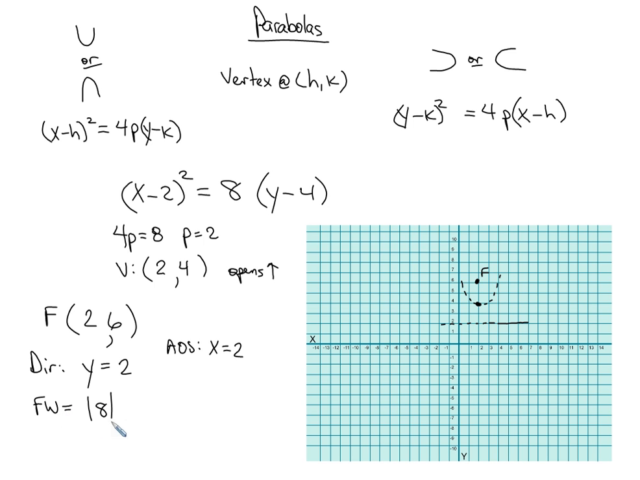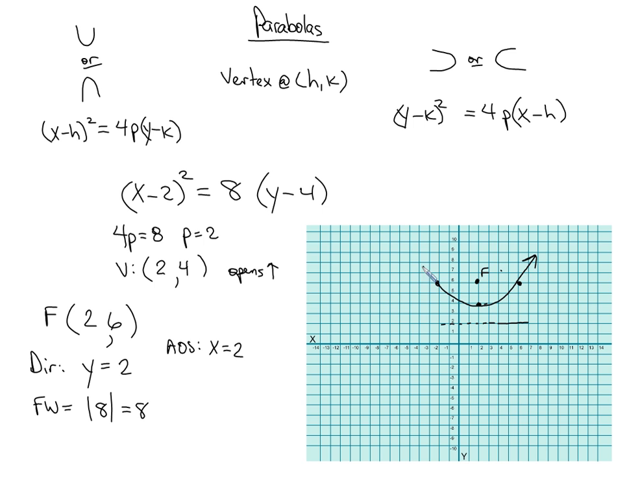Yeah, it's the absolute value of 4p, which is 8. So if this thing has to be 8 units wide across the focus, how far do I go each way? 1, 2, 3, 4 to the right of the focus. 1, 2, 3, 4 to the left of the focus. We can now get rid of this temporary one, and we can draw our real one.